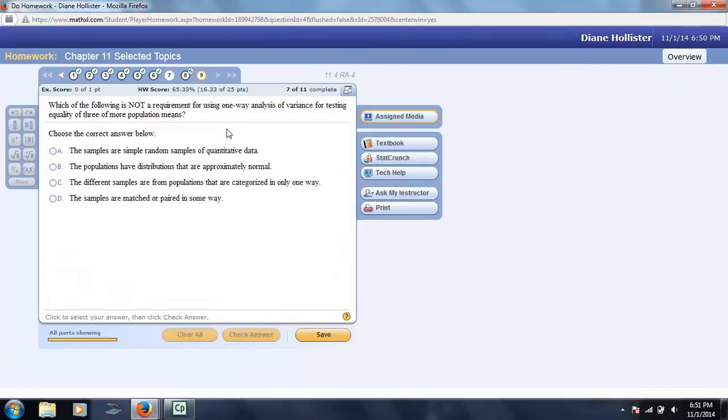Number 9 is simply a conceptual question, which asks which of the following is not a requirement for using a one-way analysis. And I'll let you think about that and do a little bit of reading in chapter 11, section 4. Again, there is another shorter YouTube video on working with ANOVA on StatCrunch. And recall that you can also use your learning guide.